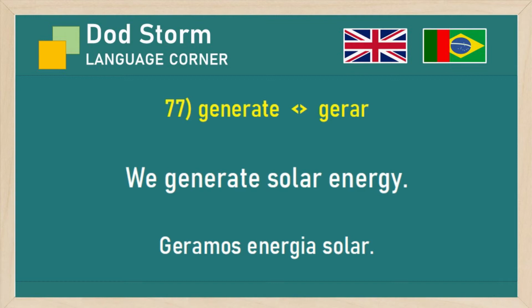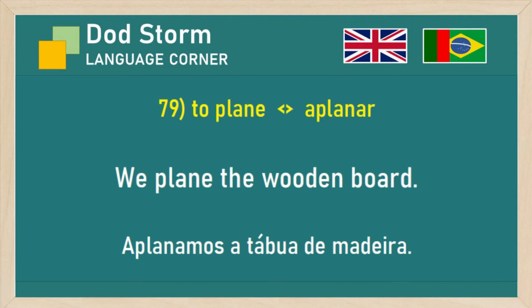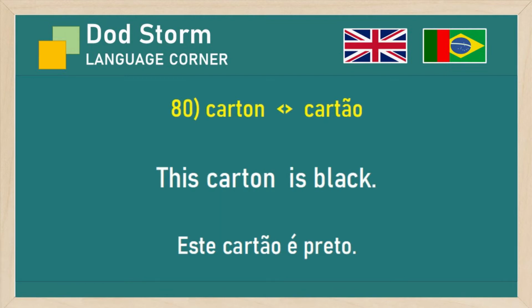We generate solar energy. The glass is transparent. We plane the wooden board. This carton is black.